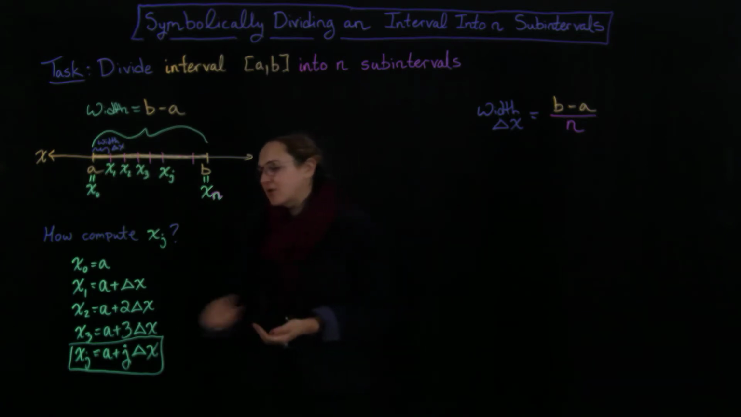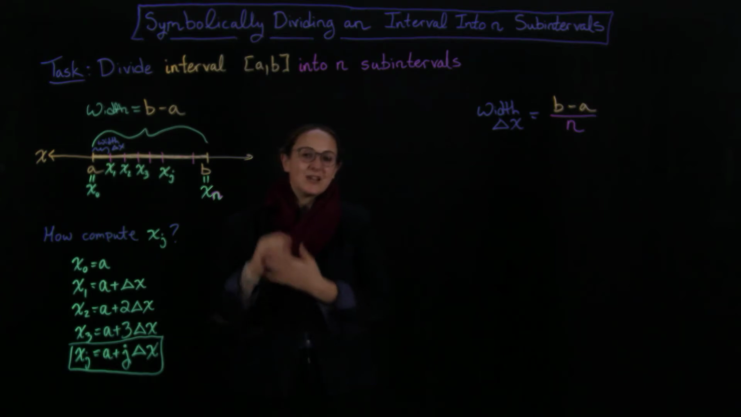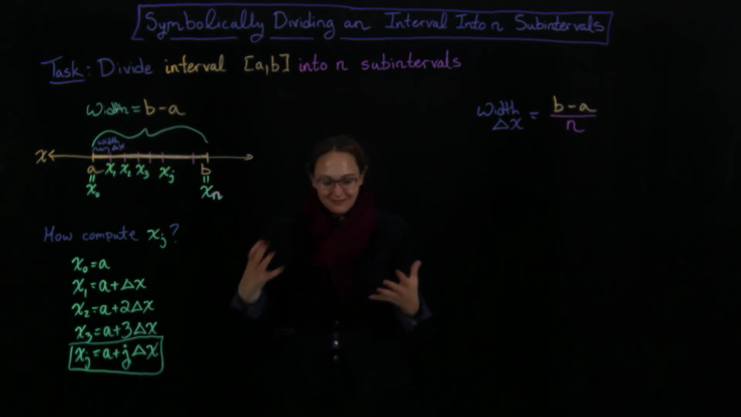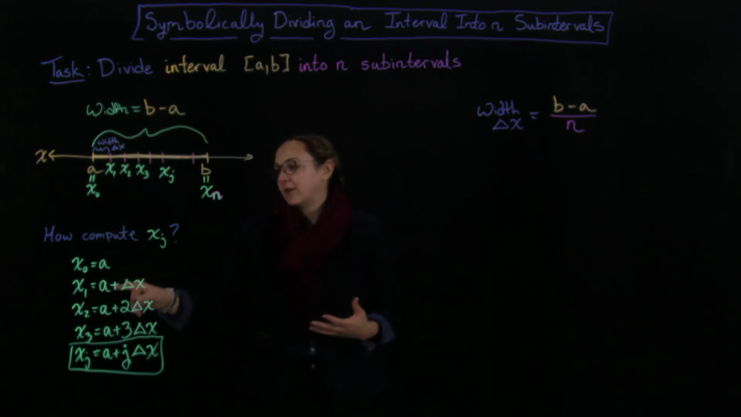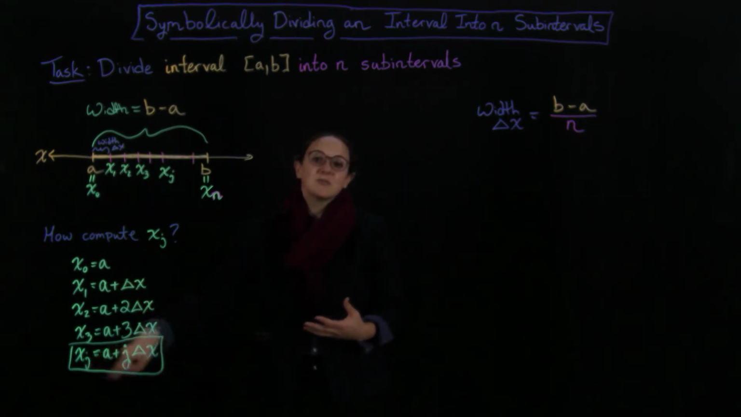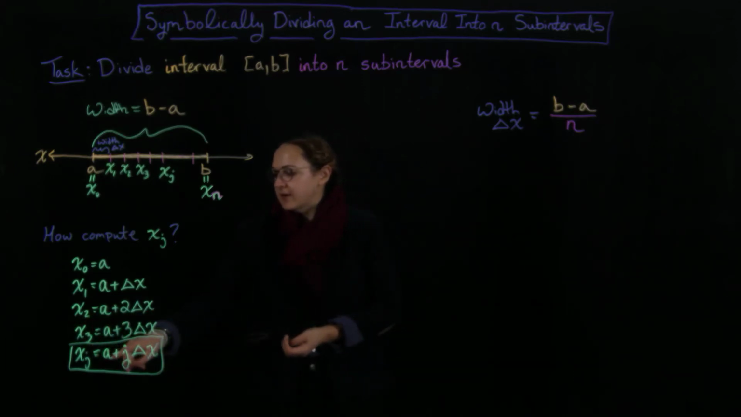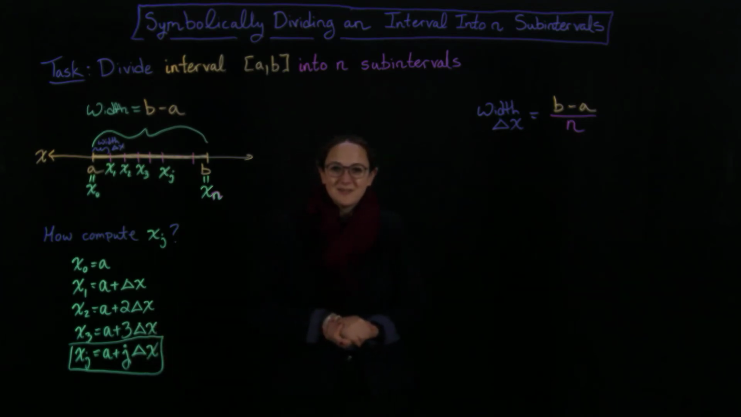Okay, so if I wanted an xj as an arbitrary j, so that I could look at all of them at once, I know that indices are often intimidating and confusing to people. One of the nice things about them is I don't have to write down every single one of these. I can just write it in a general form. So I would start with a, and then I would put in the number of the subinterval that I'm looking at, that many times delta x.